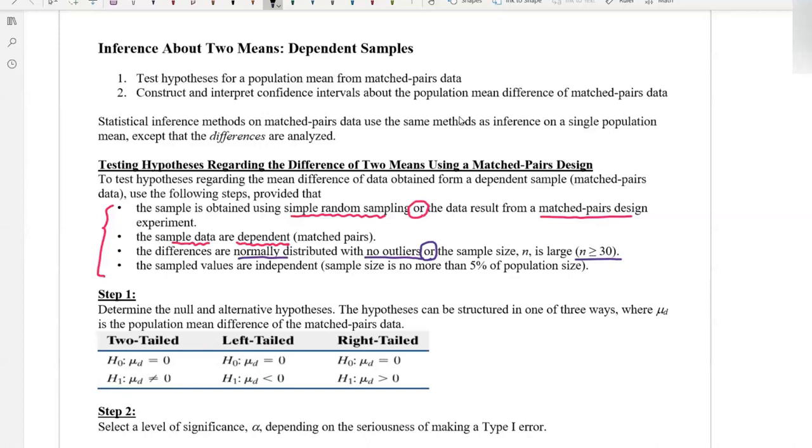And finally, the sample values. So this is same as we had before. Sample values are independent. But that means that sample size should be less than or equal to 5% of population size. So we had this part before. So the only part that we added was this one here, because we're gonna work based on the given data.